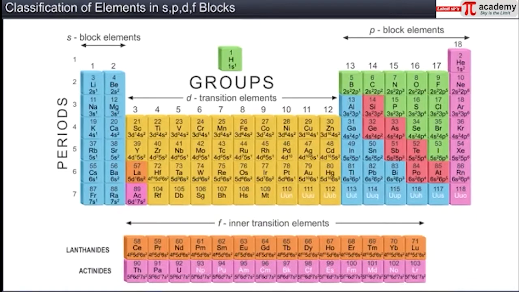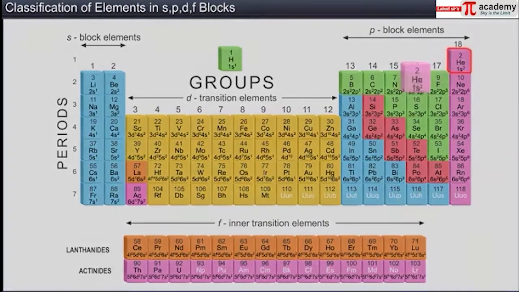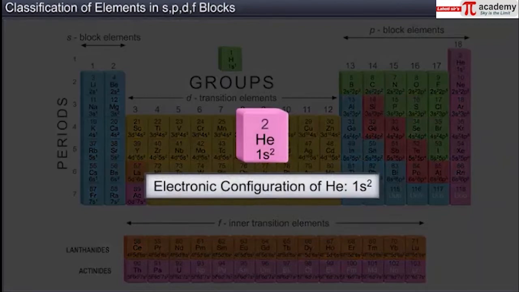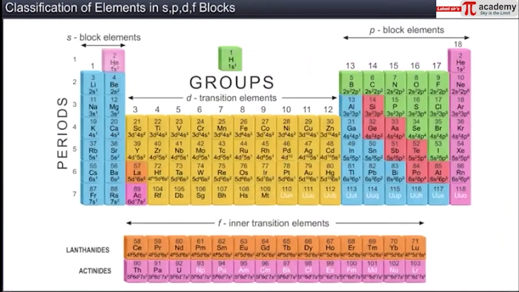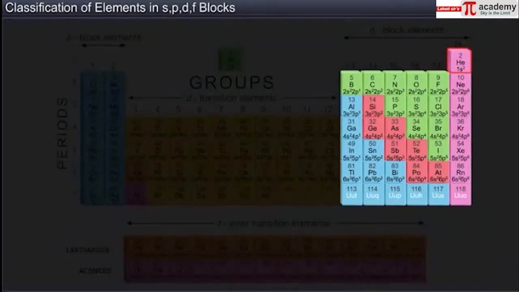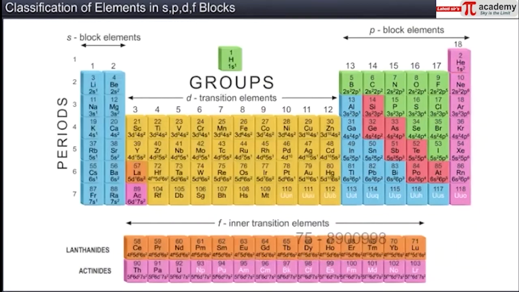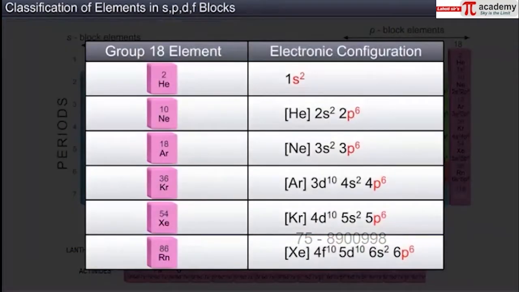However, there are two exceptions to this classification. The first exception is helium. Based on its electronic configuration, it should be placed in the S block in the periodic table. But it is placed in the P block with the other group 18 elements. This is because, like other group 18 elements, helium has a completely filled valence shell and as a result exhibits characteristic properties of other noble gases.